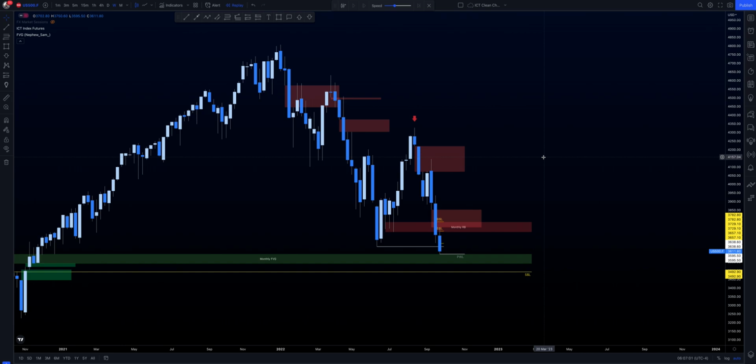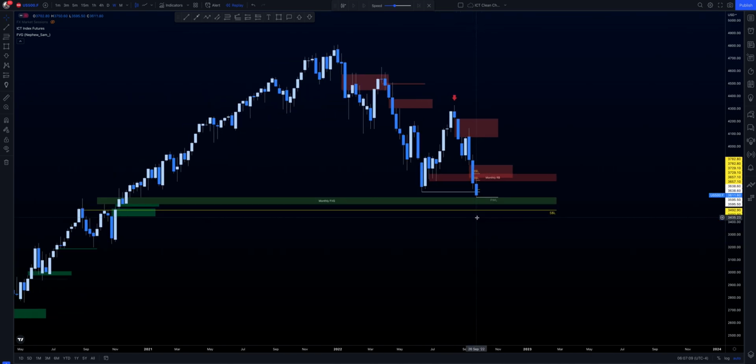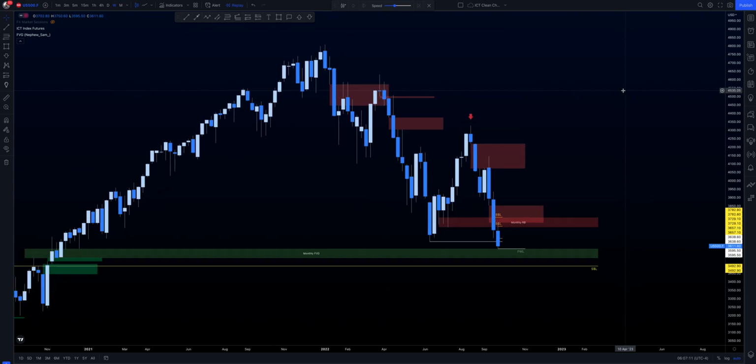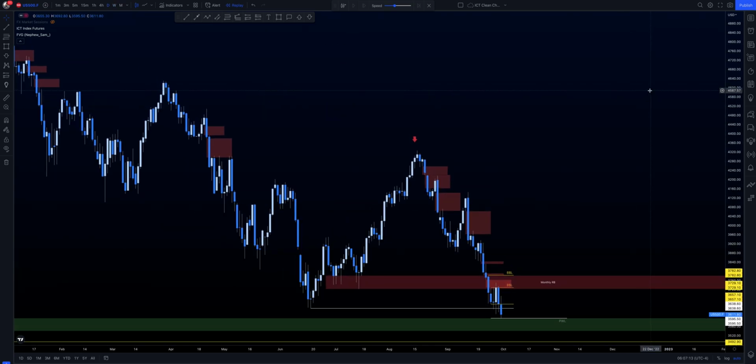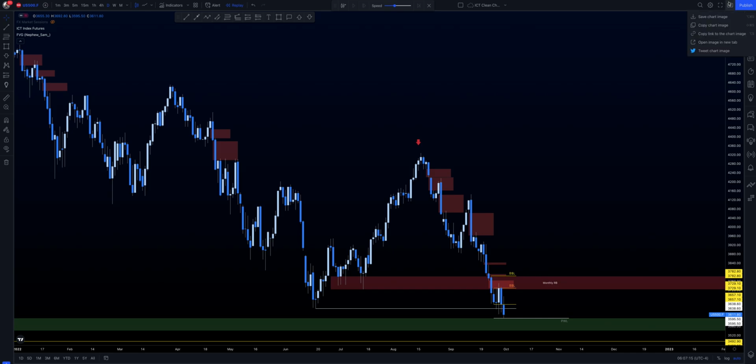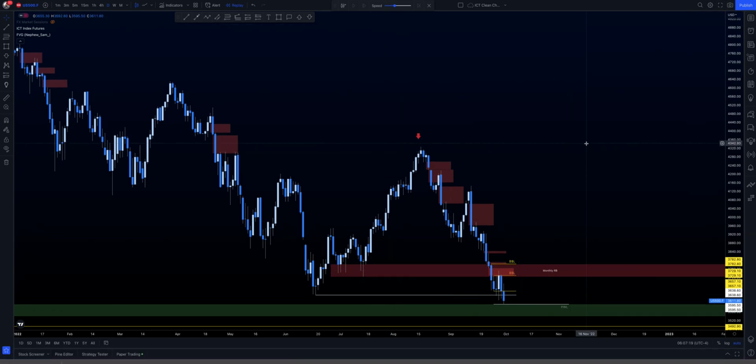I think I've given you a bit more of an insight into what we could be expecting into this week's trading. You've got your key levels here, and I will take a screenshot of that now, save it so I can upload it to the tab.